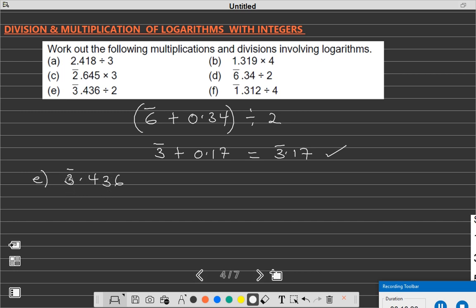3 bar 0.436. How can we get minus 3? In the factors of 2 or multiples of 2, we have a minus 4, we have a minus 6. So this one here, we can easily say minus 4 plus 1. You get minus 3. So we can use this. We can even say minus 6 plus 3, which is equal to minus 3.